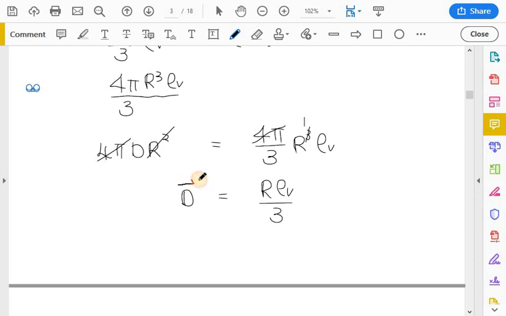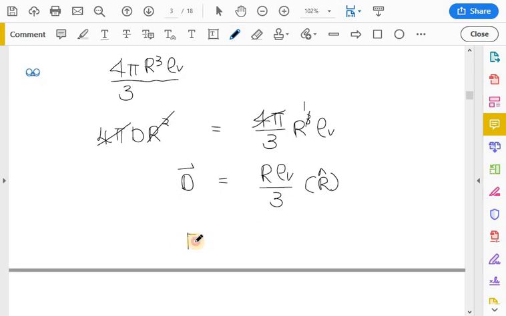If you want to specify its direction, it is in the r direction. How about the E, the electric field intensity? This is the electric flux density and this is the electric field. So this one will be equivalent to R rho v over 3 epsilon naught, in the r direction.